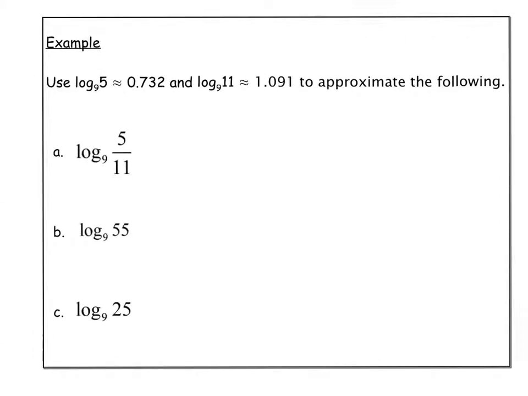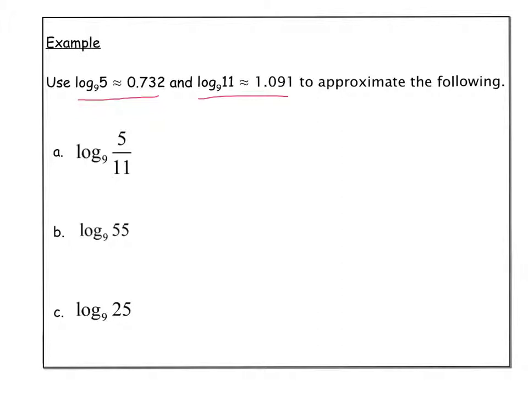We're going to use those properties in order to find the approximate values of these. Right now you can't type this into your calculator, because your calculator has a log function, but it always has to have a base of 10. Here we have a base of 9. So it tells us that the log base 9 of 5 is about equal to 0.732 and the log base 9 of 11 is about equal to 1.091. So they are about equal to those.